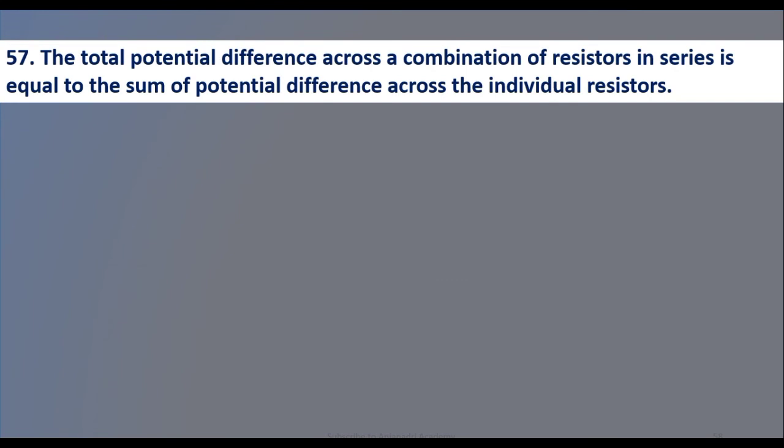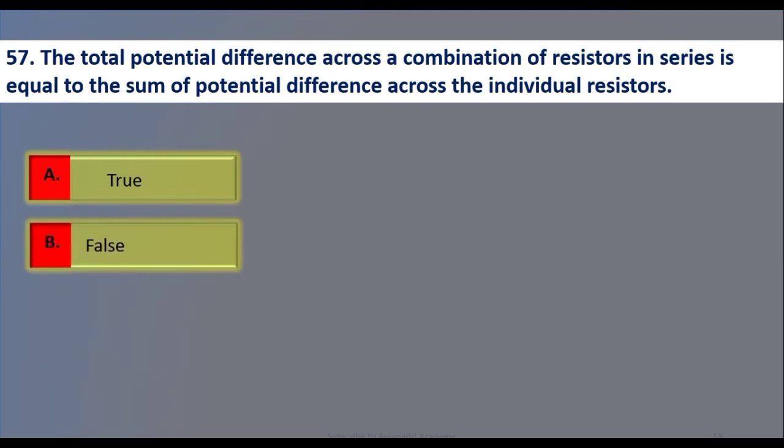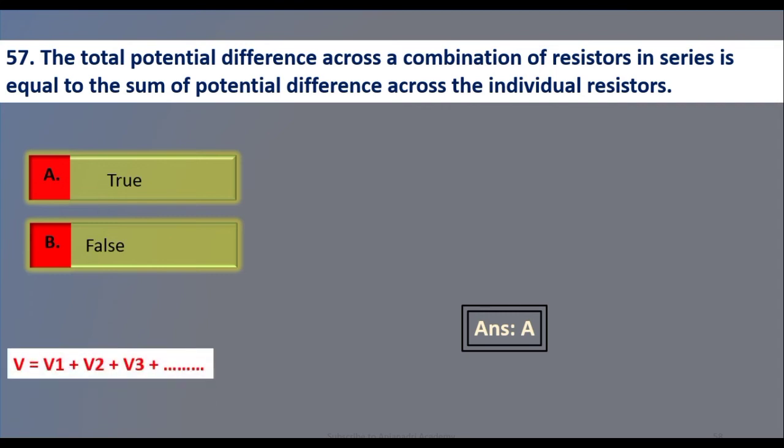The total potential difference across a combination of resistors in series is equal to the sum of the potential differences across the individual resistors. As in series we have constant current, but the potential difference is V equal to V1 plus V2 plus V3 and so on. Therefore it is a true statement.